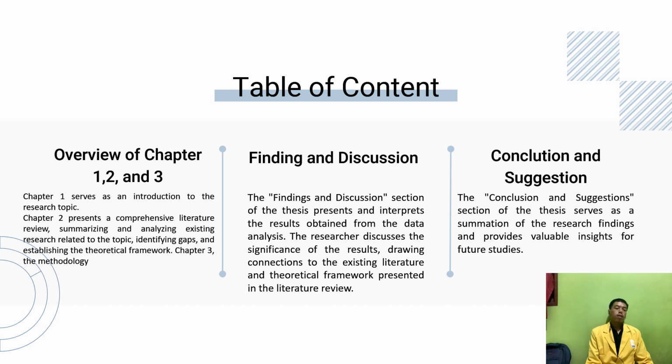Table of contents. Overview of chapters 1, 2, and 3. In chapter 1, the content is the introduction to the research topic. Chapter 2 presents a comprehensive literature review, summarizing and analyzing existing research related to the topic, and identifying gaps and establishing the theoretical framework. Chapter 3 covers the methodology.